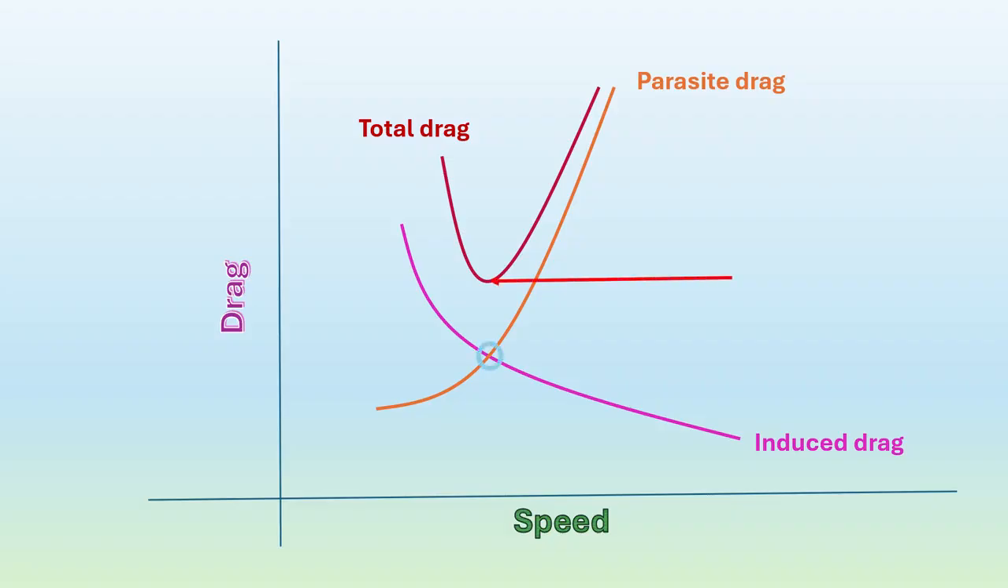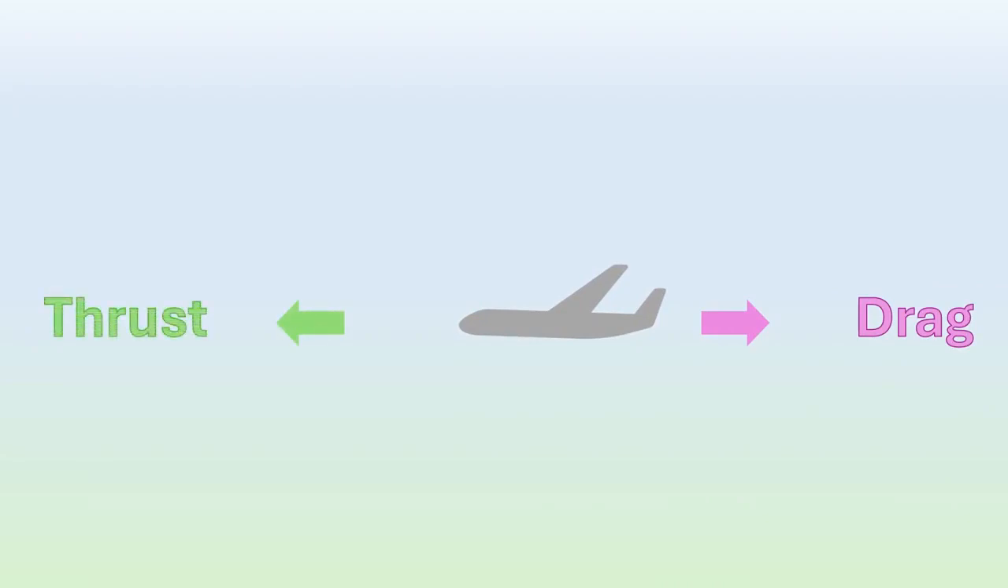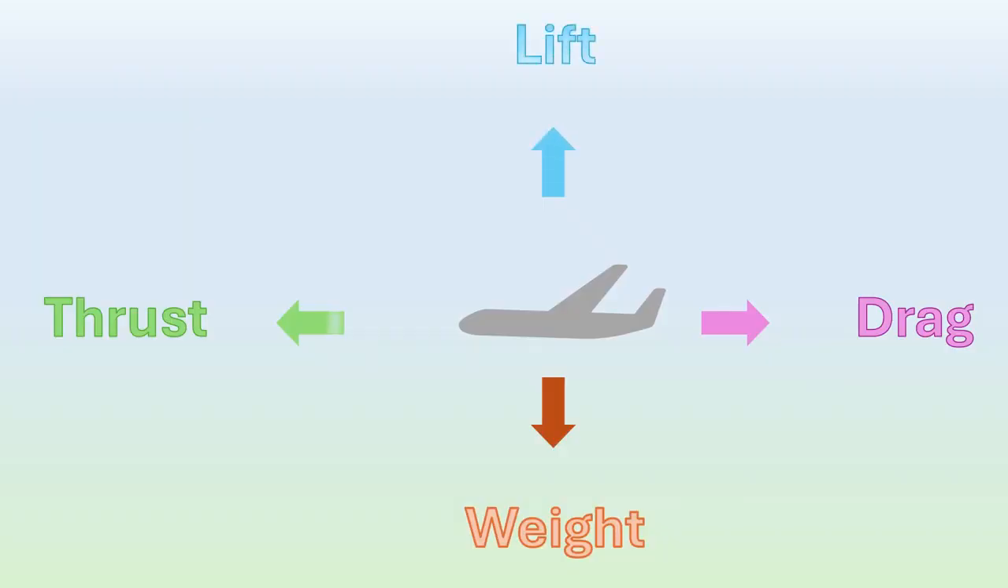The point where total drag is at its lowest is the intersection of the induced and parasite drag curves. This is known as the maximum lift-to-drag ratio. The speed at this point is the best glide speed. The force that counters drag is thrust, which is generated by the aircraft's engines through its propulsion system. Along with weight and lift, we have four forces acting on the airplane. Any imbalance between these forces will cause the airplane to move in the direction of the stronger force. When the forces are in equilibrium, the airplane maintains a steady and level flight.